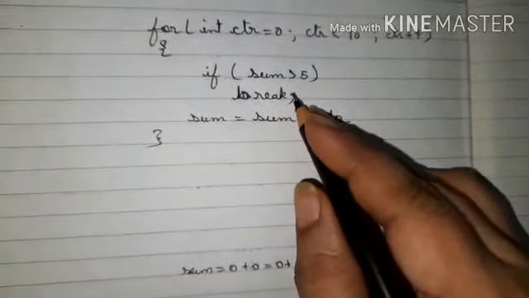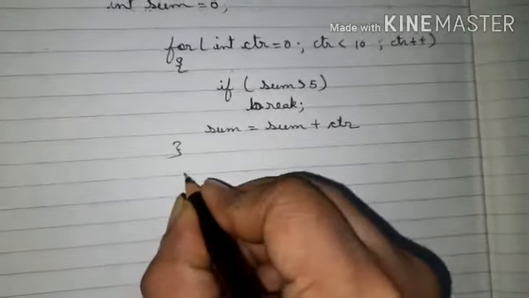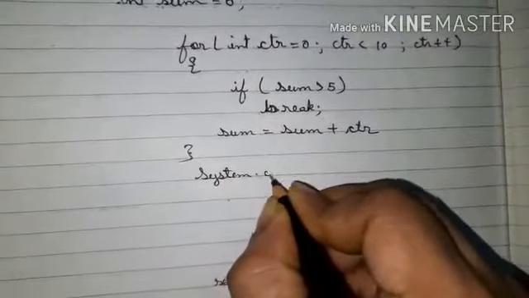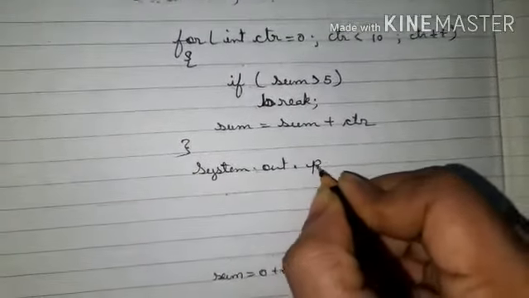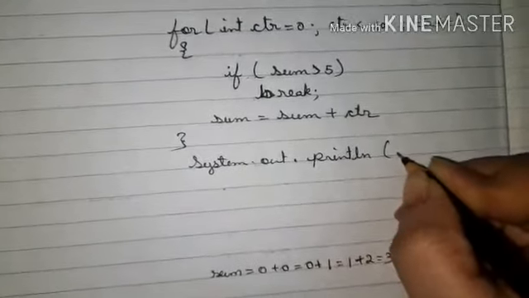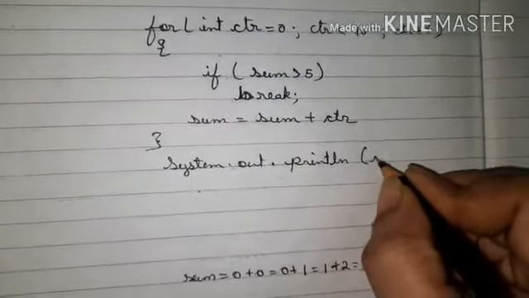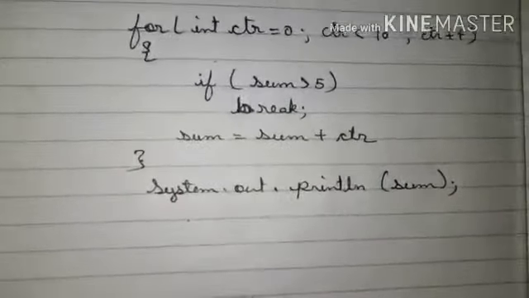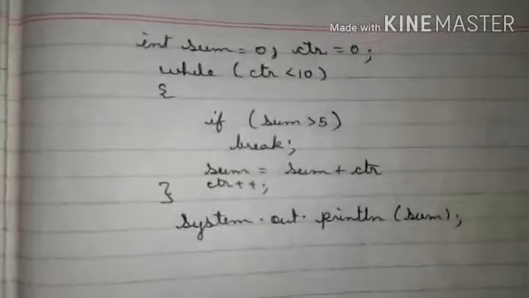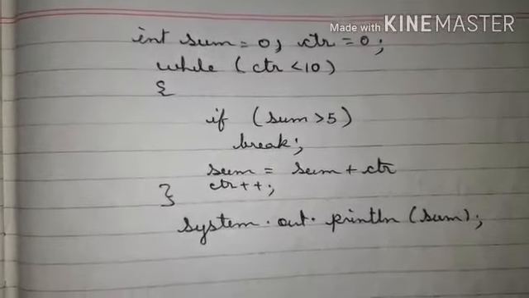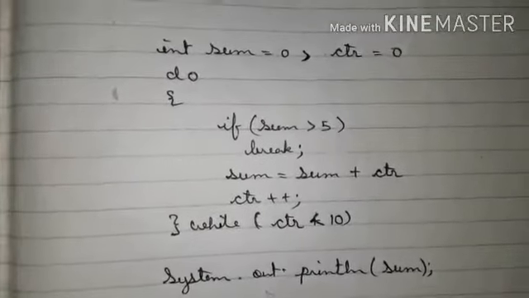So we came out of the loop, and after coming out of the loop, the next statement, System.out.println, will print the sum. The same program can be written using the while loop as well as the do while loop.